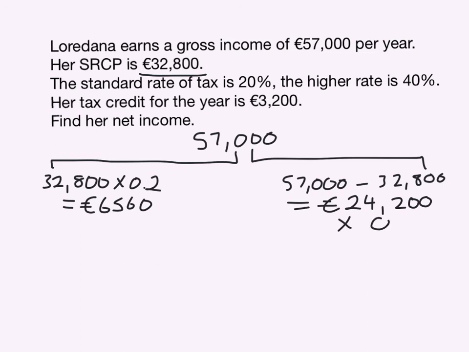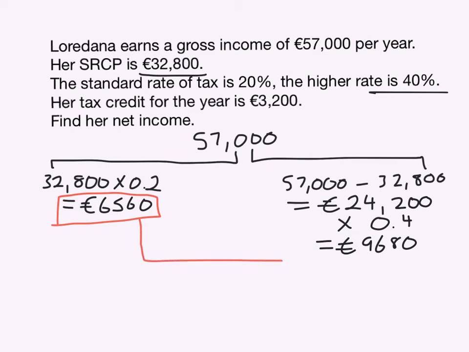Okay, and we're going to multiply that by 0.4%, and that will give us our tax. So we have 24,200 multiplied by 0.4%. Remember, that's our higher rate of tax. And we get 9680. Okay, take a different colour pen. I'm going to box these two up, and what I'm going to do with them is add them so that I get my gross tax. So when I add those two, 6560, I will get 16,240.